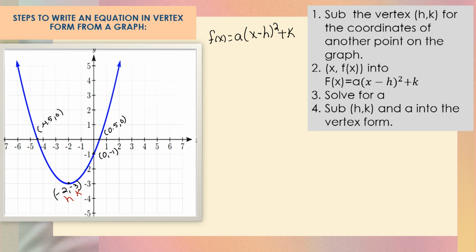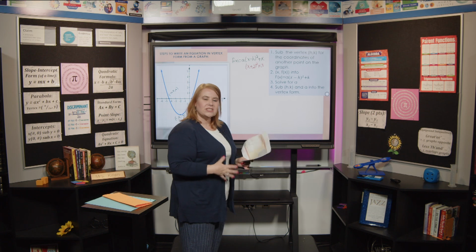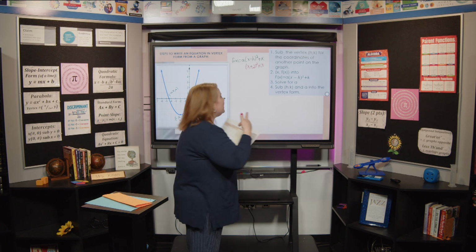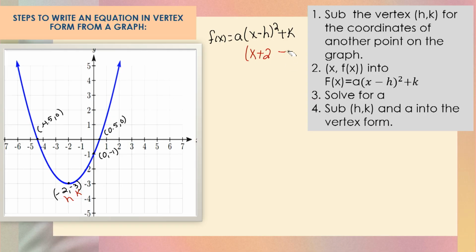So it says that the subtraction was the opposite. So let's go ahead and write that. I have x plus 2 squared and then plus what? Negative 3. Well, when I add a negative, that's just like what? Subtraction. So let's put that. So I'm going to erase that, and I'm going to put minus 3.